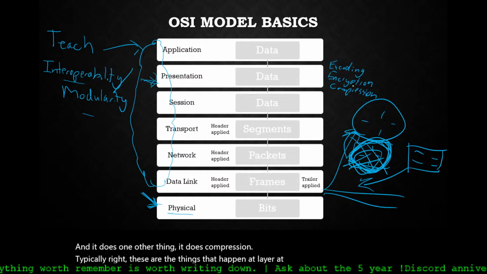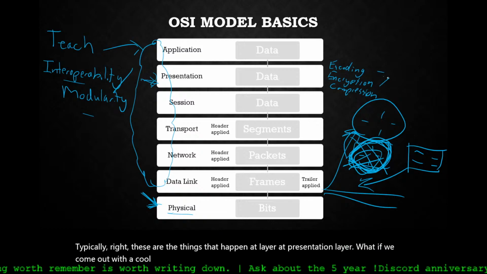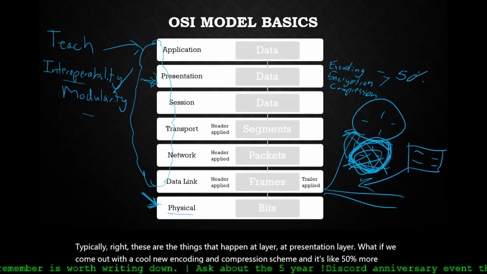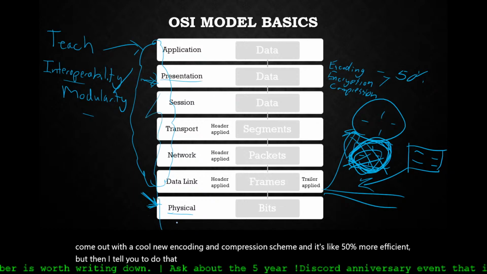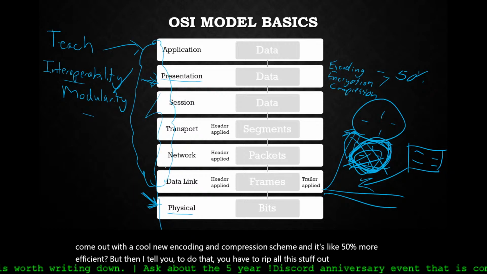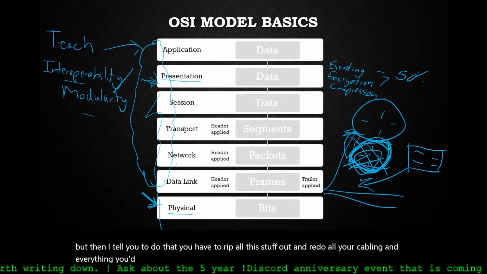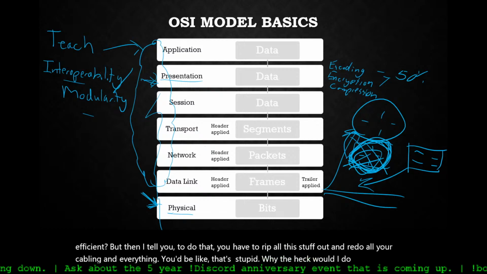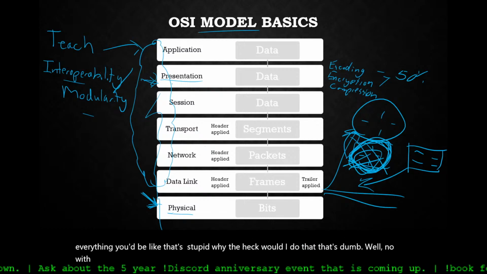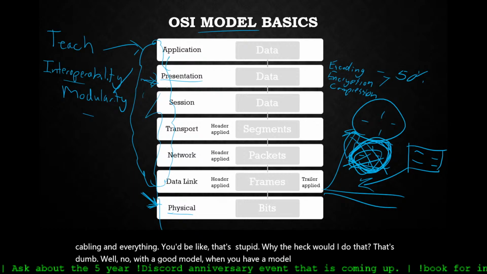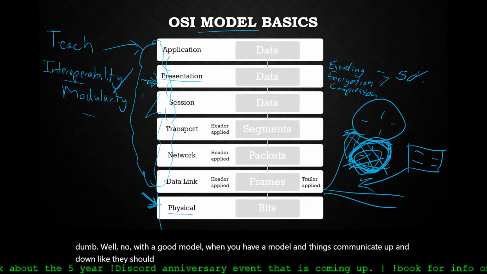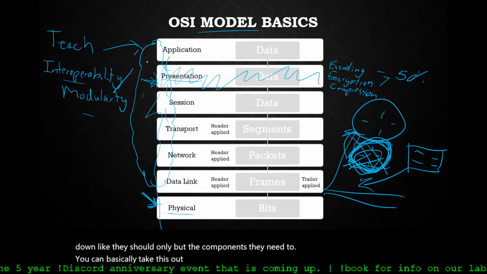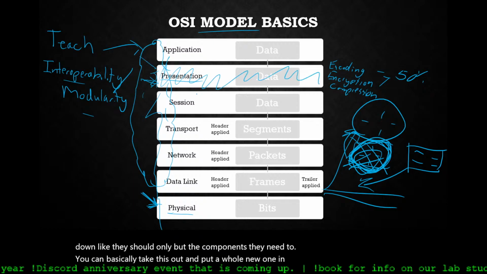Well, what if we come out with a cool new encoding and compression scheme, and it's like 50% more efficient? But then I tell you to do that, you have to rip all this stuff out and redo all your cabling and everything. You'd be like, that's stupid. Why would I do that? Well, no, with a good model, when things communicate up and down like they should, only with the components they need to, you can basically take this out and put a whole new one in without affecting the ones above it and below it.